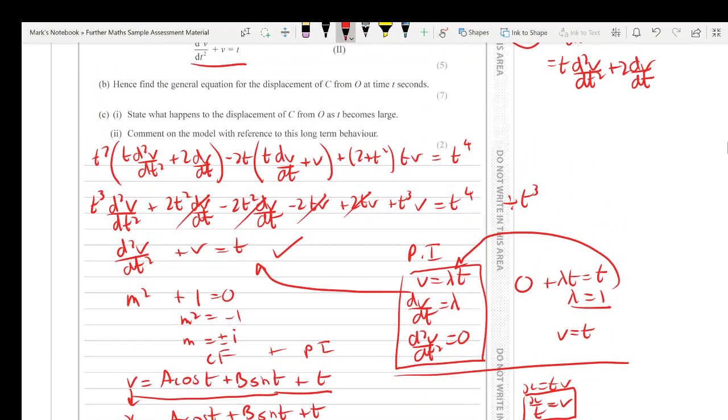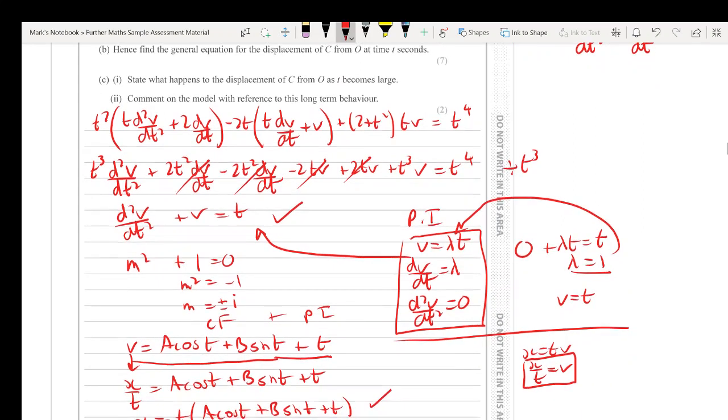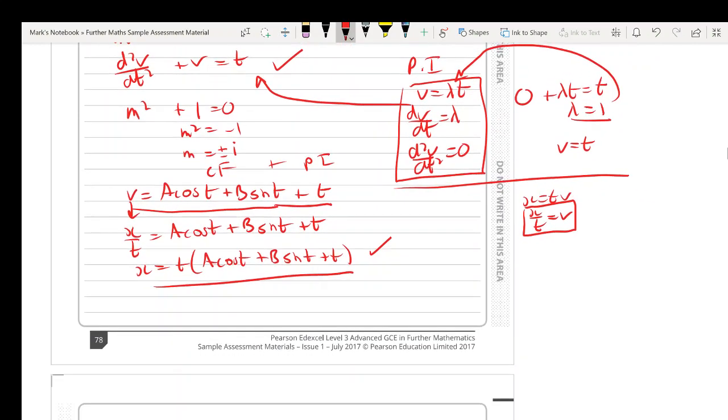Okay. Then it says, state what happens to the displacement of C from O as t becomes large. As t becomes large, the a cos t plus b sin t can only vary between fixed bounds, but you're multiplying by a massive number, and a massive number times another massive number is going to get even larger. So x is going to get even larger as t gets larger. As t gets larger, x gets larger too, it just gets bigger and bigger and bigger.